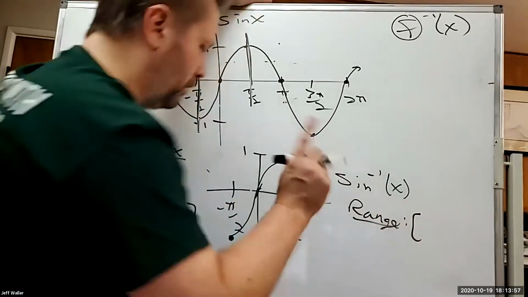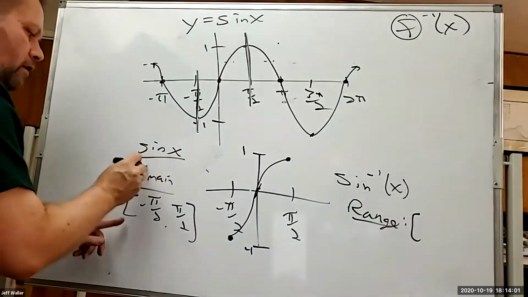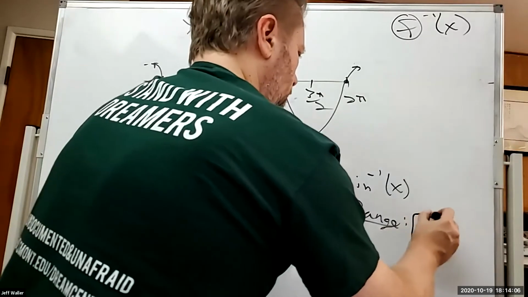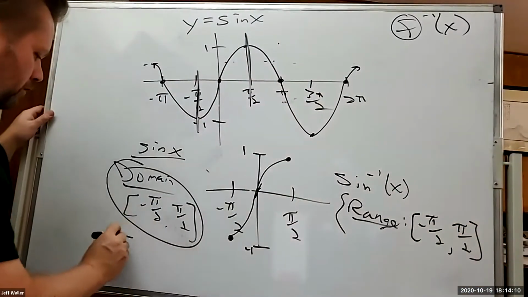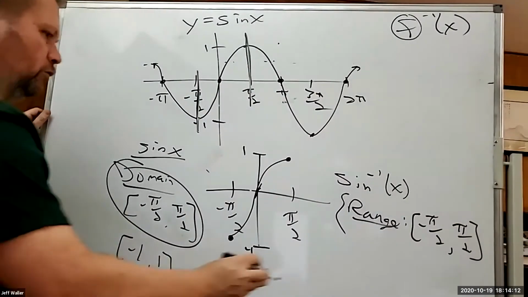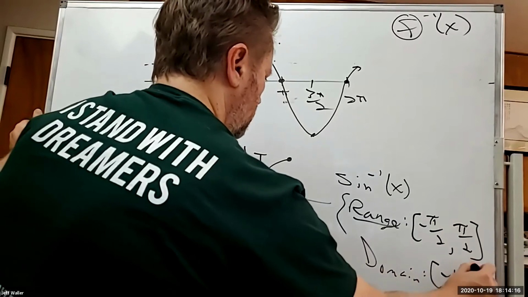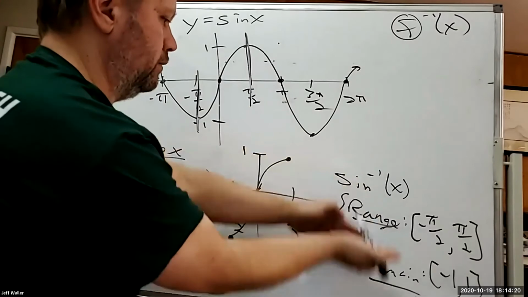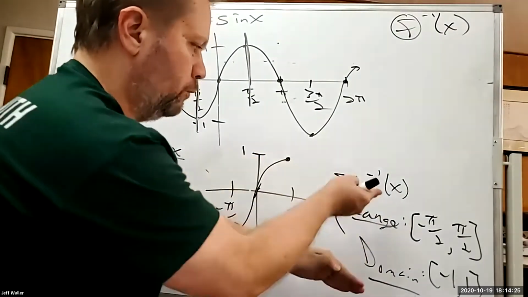Negative 1 to 1. Yes, because all the x's switch with all the y's. The range of this one, of course, is -1 to 1, so the domain of this one is -1 to 1. How do inverse functions work? All the x and y values switch, which means on a grand scale, the domain and range switch.